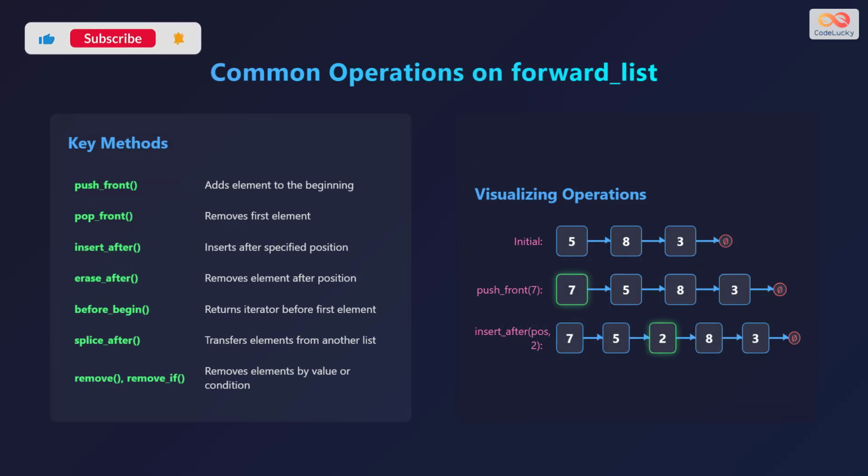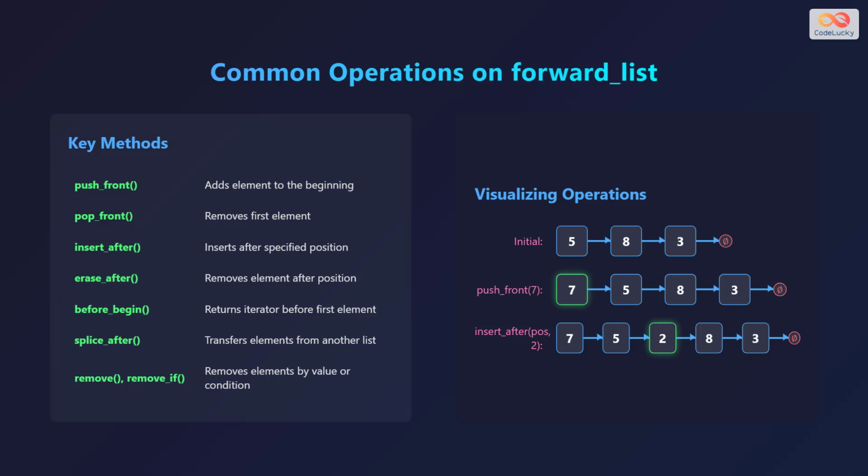Now let's explore some common operations you can perform on a forward_list. We have operations like push_front, which adds an element to the beginning of the list. Then there's pop_front, which removes the first element. Insert_after inserts a new element after a specified position. Erase_after removes the element after a given position.